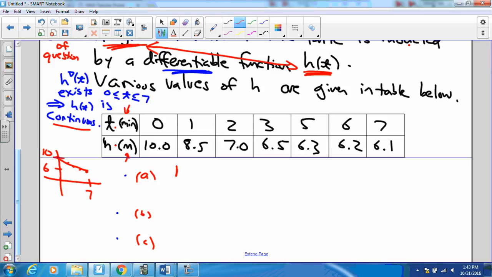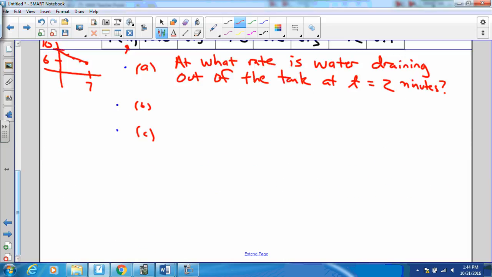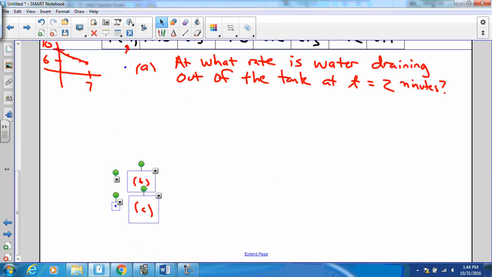Okay. So, now, here comes our first question. And watch the wording here. At what rate is water draining out of the tank at t equals 3 minutes? Let's make it t equals 2 minutes. At t equals 2 minutes. So this is our first question.